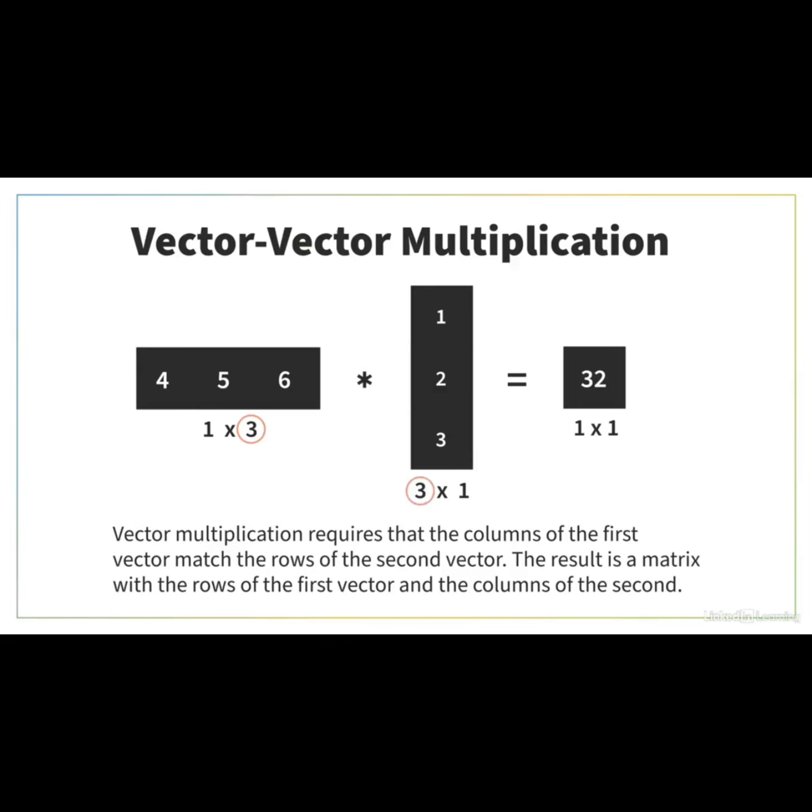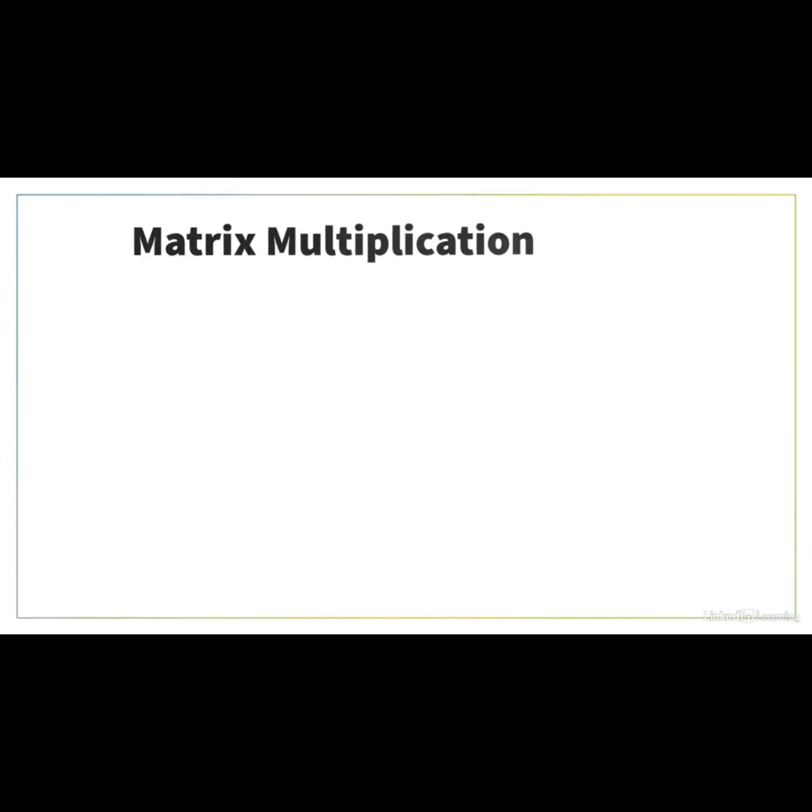So you can see here that I have a 1 by 3 and a 3 by 1. When you write the measurements of a vector out like this, you can see that the interior numbers match. So we have 3 and 3. And you will get a result of the number of rows from the first item and the number of columns from the second. So here we have 1 row and 1 column, and that gives you a 1 by 1 result. Matrix multiplication is similar.